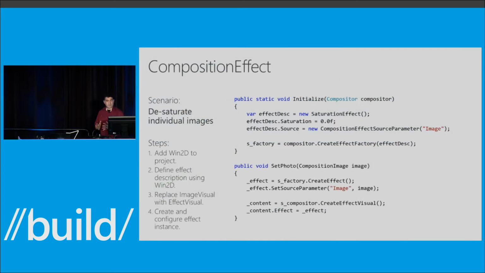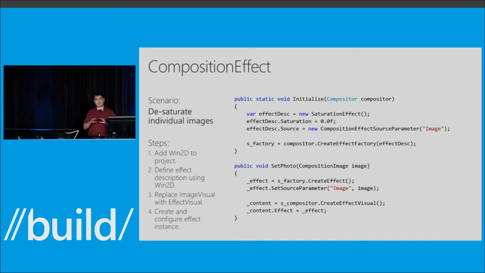So to set up our saturation effect is pretty simple. With effects, there's three key parts. There's the effect description that we get from Win2D. That's converged across the entire system so that you can use the same effect in drawing, in composition, and eventually in media. From the effect description, you'll build an effect composition, or you'll build a composition effect factory.